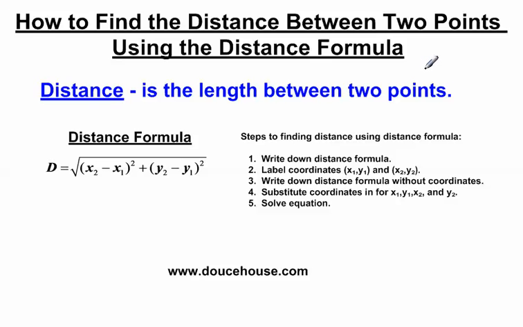This is Mr. Dowse. In today's lesson, I'm going to talk about how to find the distance between 2 points using the distance formula. Now, distance is the length between 2 points. And whenever we're talking about distance or the length between 2 points, you should always get a positive value.